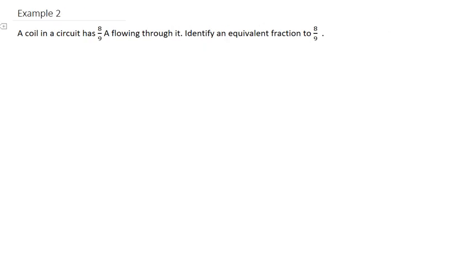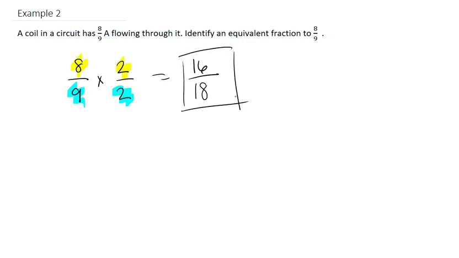Now, let's look at another example. Example 2. A coil in a circuit has 8/9 amp flowing through it. Identify an equivalent fraction to 8/9. So we have 8/9, and we're just going to go ahead and multiply it by 2/2. So we multiply the top together, and then we multiply the bottom together. So we get 8 times 2 is 16. 9 times 2 is 18. Now we didn't reduce because then we'd get back to 8/9, which is the whole point.